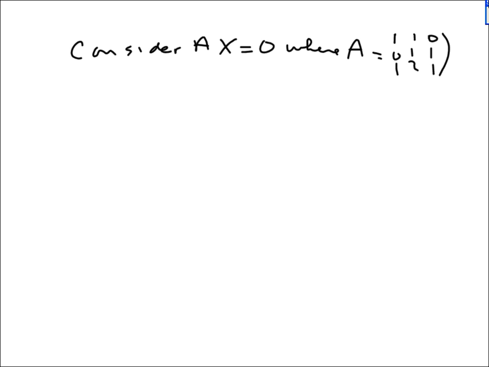Okay, so consider Ax equal to 0, where A is, say, this matrix: 1, 0, 1, 1, 1, 2, 0, 1, 1. The question is, find the null space of A.